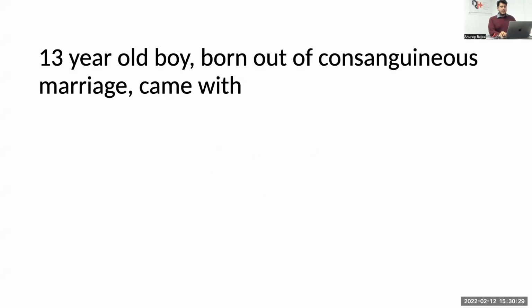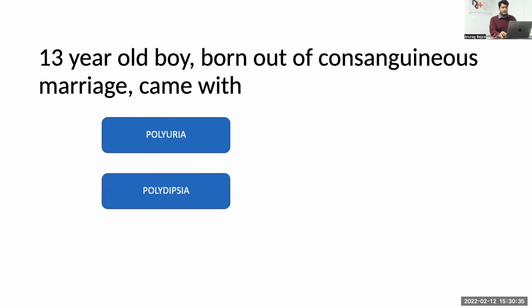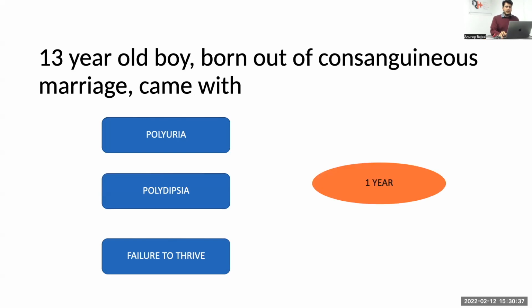This 13-year-old boy, born out of a 3rd-degree consanguineous marriage, came with complaints of polyuria, polydipsia, and failure to thrive. This has been present since 1 year of age, for around 12 years, and he visited a few doctors in between, but none of them showed any improvement, and he was free of any acute emergency.